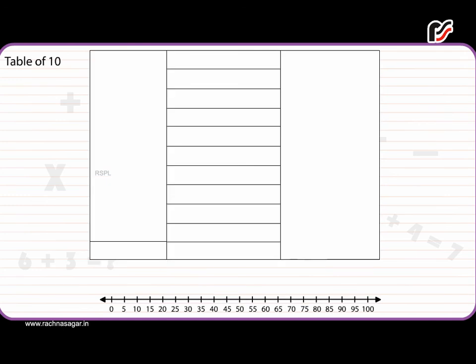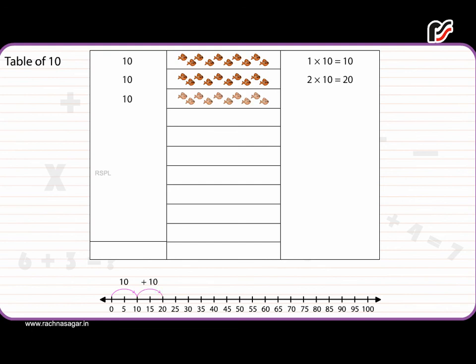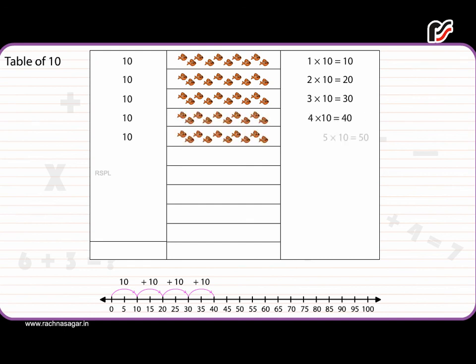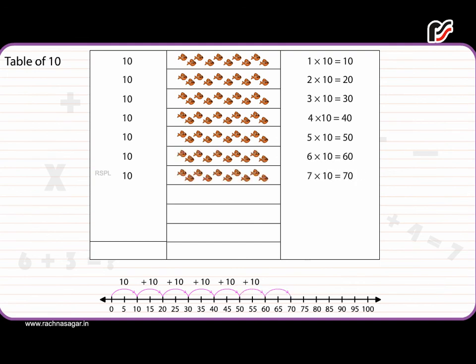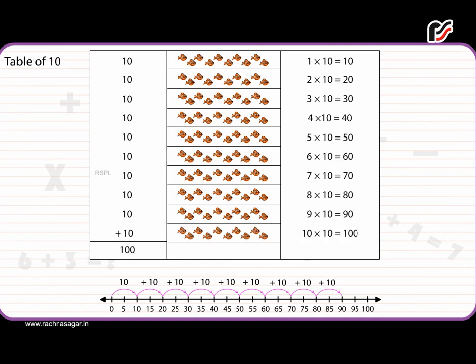Table of 10. 1 times 10 is equal to 10. 2 times 10 is equal to 20. 3 times 10 is equal to 30. 4 times 10 is equal to 40. 5 times 10 is equal to 50. 6 times 10 is equal to 60. 7 times 10 is equal to 70. 8 times 10 is equal to 80. 9 times 10 is equal to 90. 10 times 10 is equal to 100.